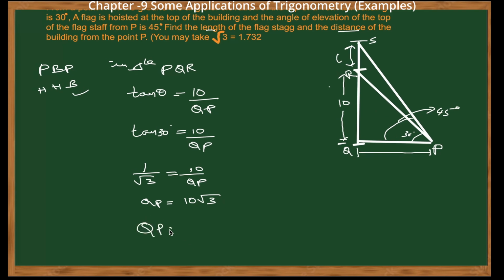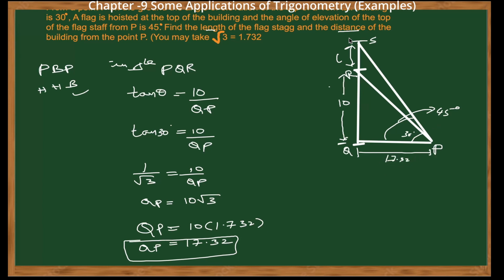QP is equal to 10 into 1.732. So 10 multiplied, this goes here, so it will become 17.32. So this will be the value of our QP. So we got the value of QP, 17.32.